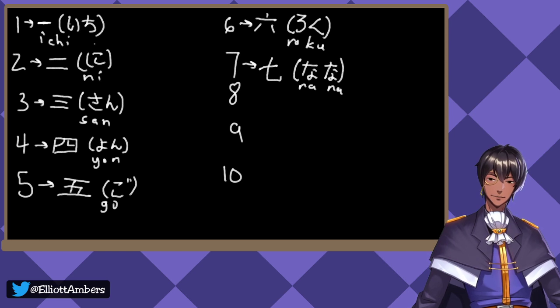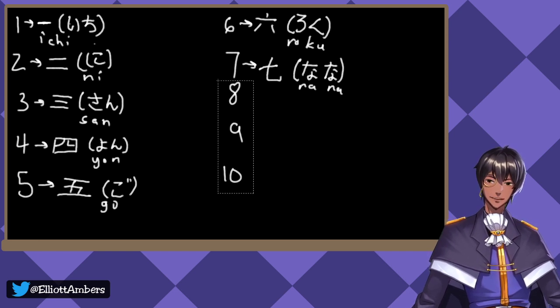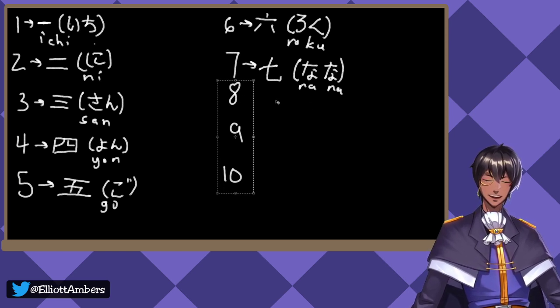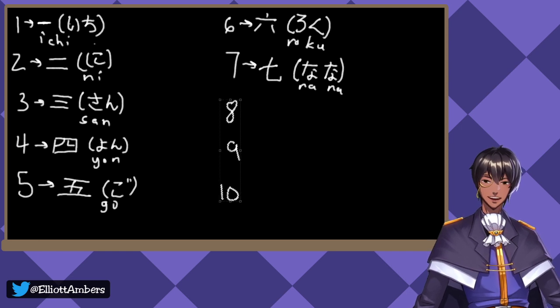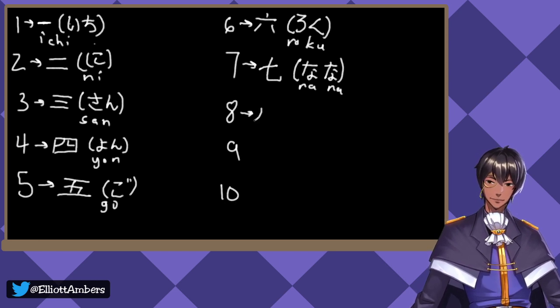Let me actually move 8, 9, and 10 down. I think I wrote them a little bit too close. I should actually figure out the hotkeys for this, because it would be a lot easier for me. 8 is Hachi.